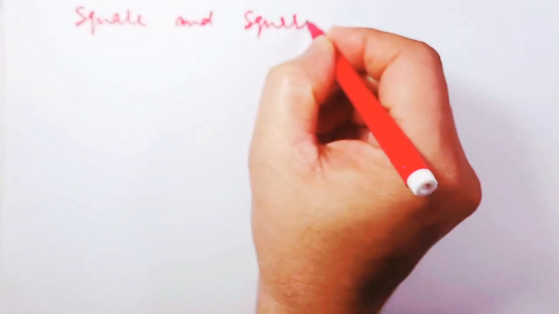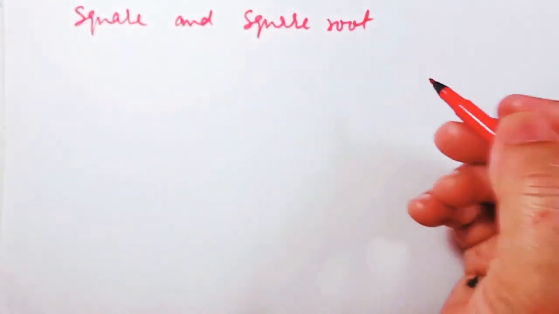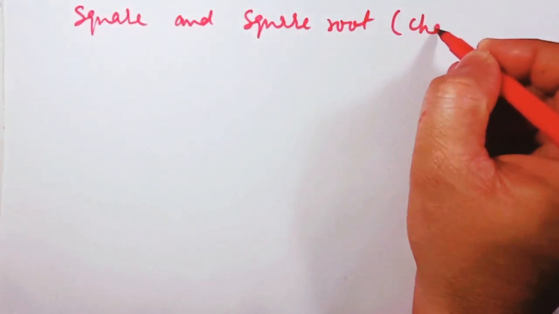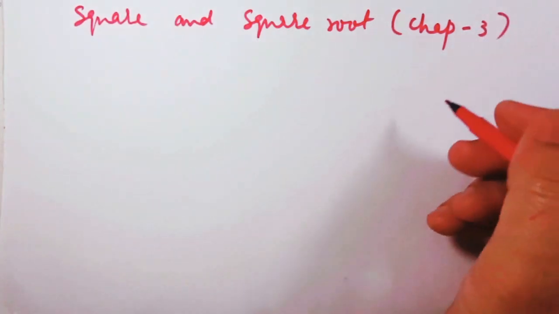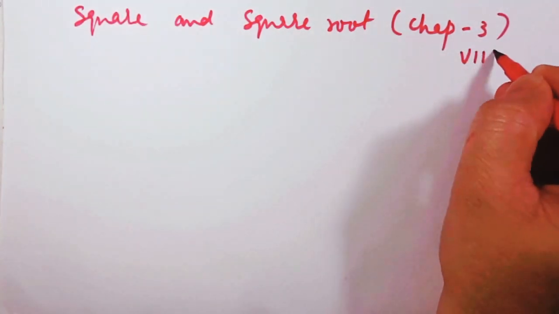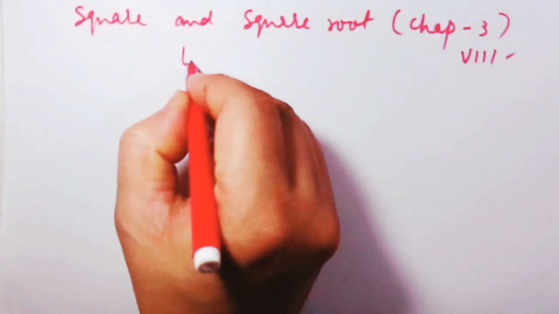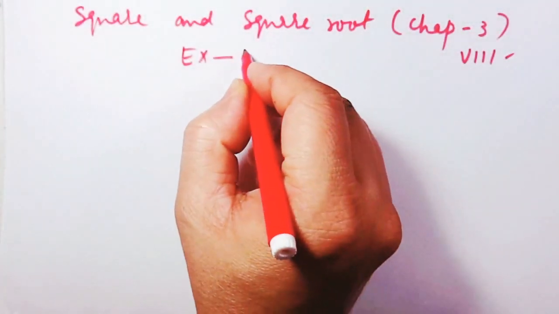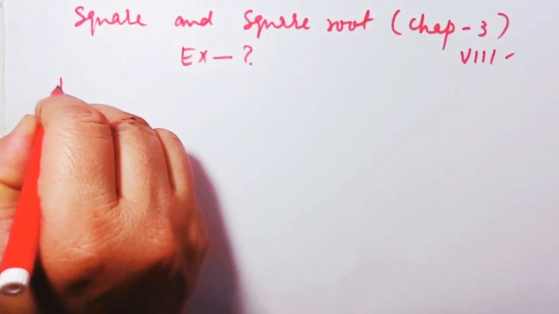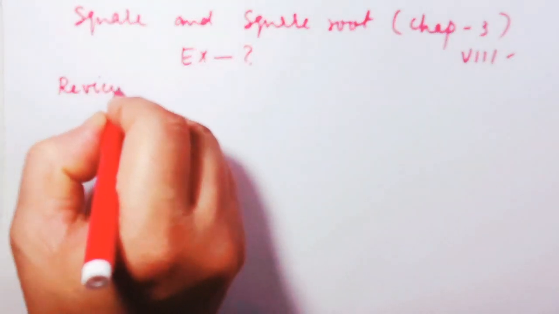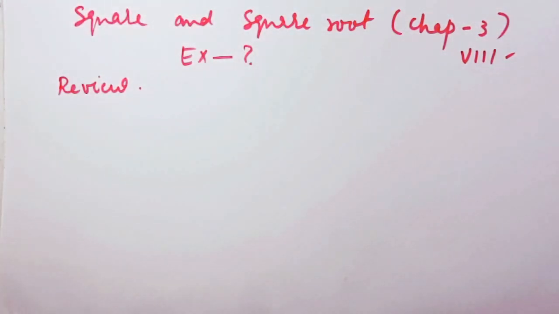We shall now deal with square and square root. That is chapter 3 of Selena, class 8. Now, before starting the exercise, we shall first review what it is actually about.